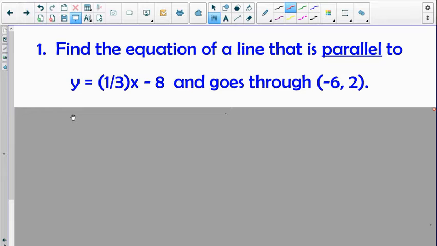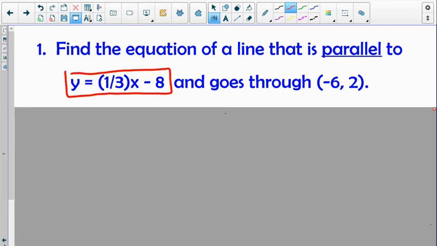So we're going to take a look at writing the equation of a line that's parallel to this given equation, y equals 1/3 x minus 8. And we also know that this other line that we're trying to write the equation of goes through the point -6, 2. So what we have to do is put some information together to try to write this equation.